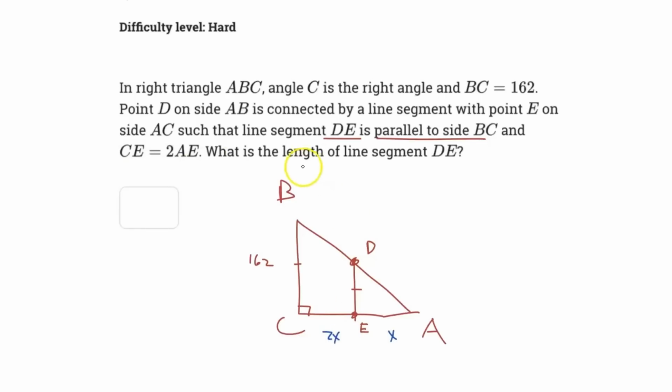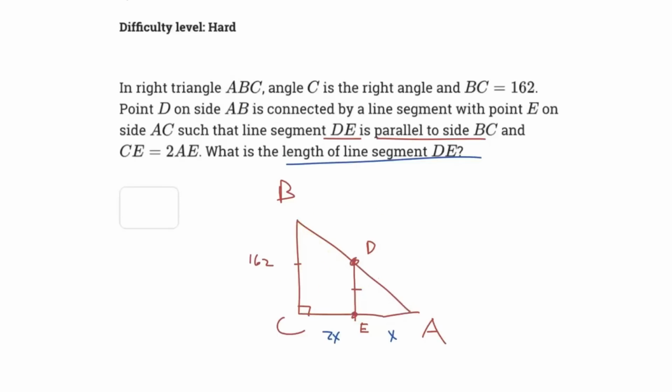And now they want us to find the length of line segment DE. So here we've got similar triangles, right? Because triangle AED is inside of triangle ACB. Therefore, we need to find the scale factor. We've got 2x here and x here. So the two triangles that we're really comparing are triangle AED, and then this bigger triangle, ACB, or ABC.